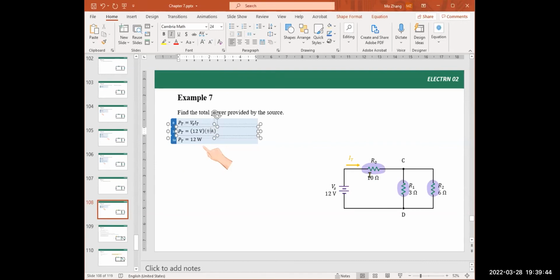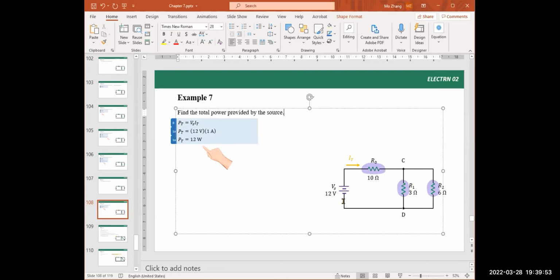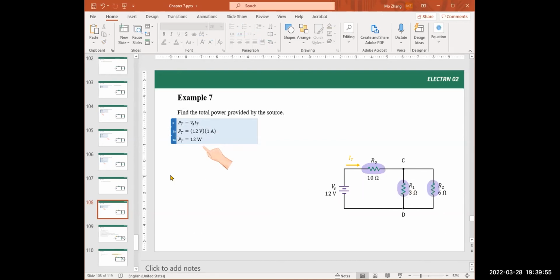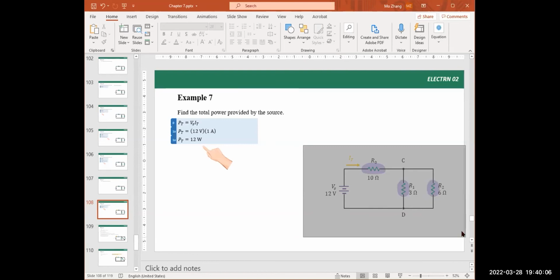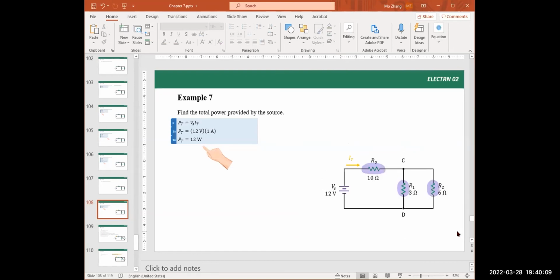Or we can just say, due to the power energy conservation law, the total power provided by the source must be the same as the power received by the system. It must be the same. No power loss, assume there's no power loss. This is just circuit analysis on paper, so no power loss. In reality, unfortunately, there's always power loss.